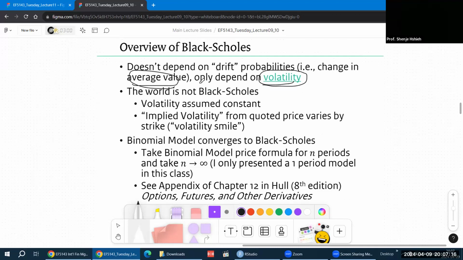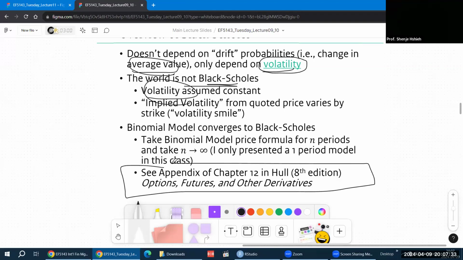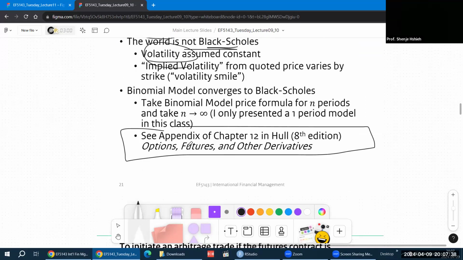Right? But the world, of course, is not Black-Scholes, because volatility is, as you probably learned from your other classes, not constant, right? Okay, so if you want to prove that the binomial model converges to Black-Scholes, you can read this book. I'm not going to prove it in class. It should be quite straightforward if you understand limits, but I'll give you this as a reference.